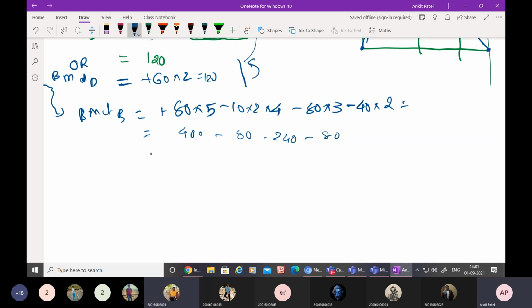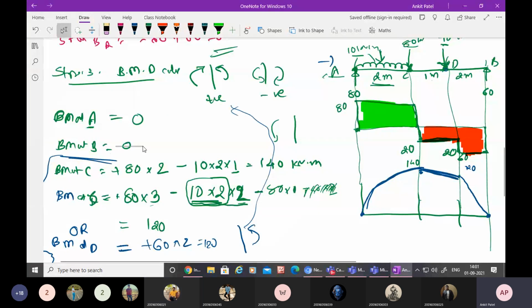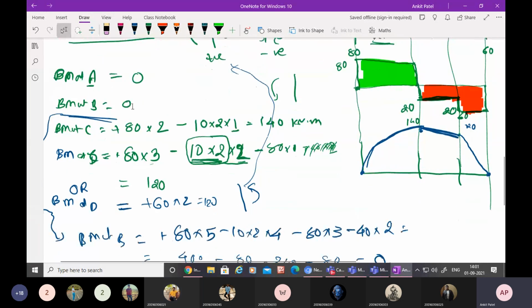What answer are you getting? 80. Yes, sir. Zero. 0. Clear? So look at this. Sorry, the answer is 0. Look at this. Answer is 0. So it matches. So this is just for your reference only.